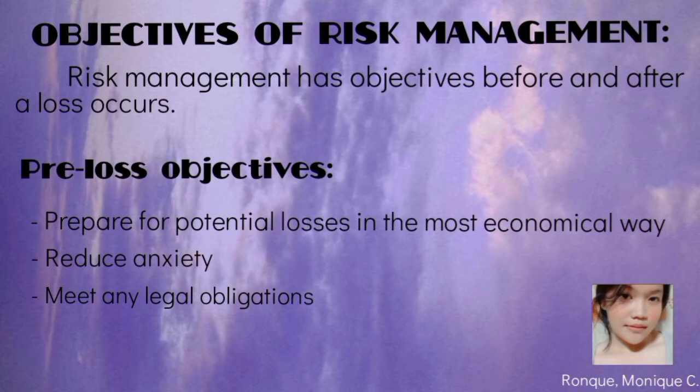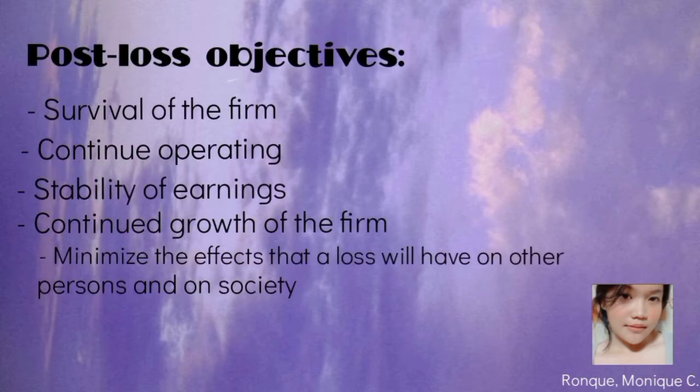The objectives of risk management. Risk management has objectives before and after a loss occurs: the pre-loss and the post-loss objectives. The pre-loss objectives: prepare for potential losses in the most economical way. Reduce anxiety, since some loss exposures can cause catastrophic losses, such as major lawsuits. Meet any legal obligations, including installing safety devices to protect workers. Post-loss objectives: survival of the firm.